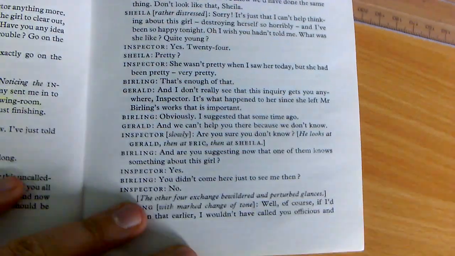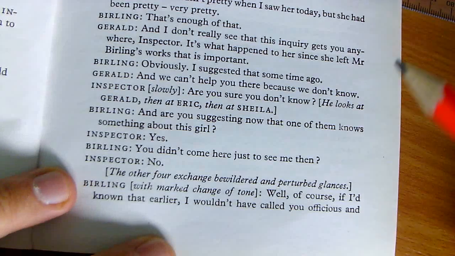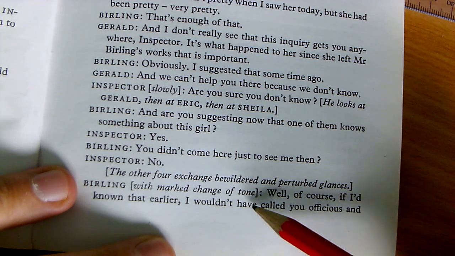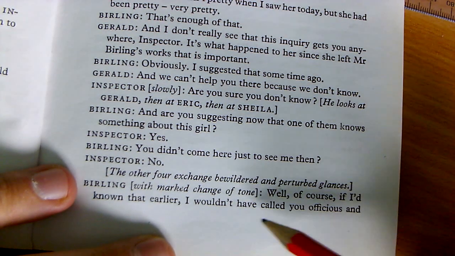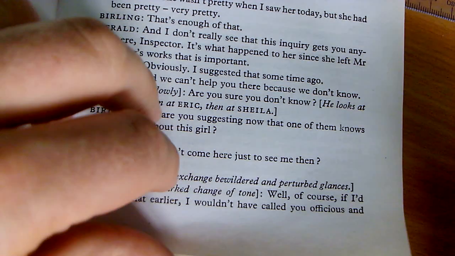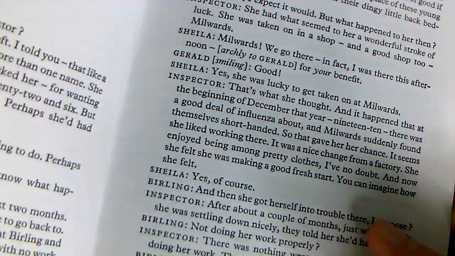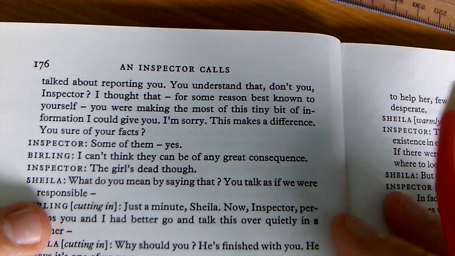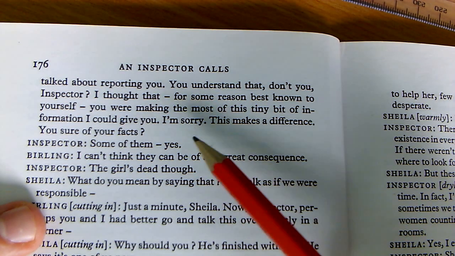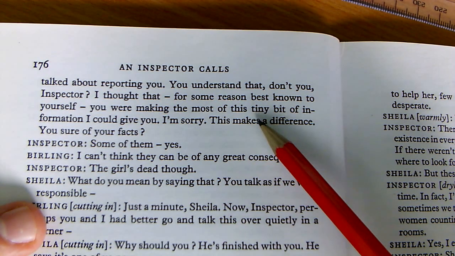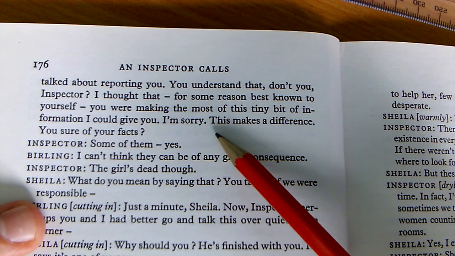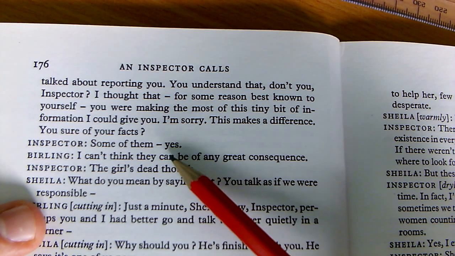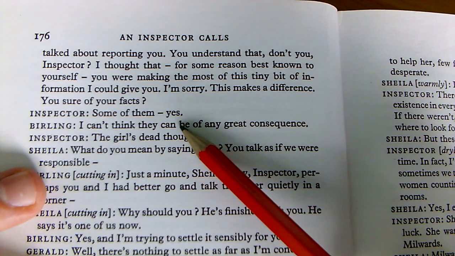I'm just going to read from here. And Birling realises that the inspector hasn't just come to see him, it's also his children. He says, "Well, of course, if I'd known that earlier, I would have called you officious and talked about reporting you. You understand that, don't you, Inspector? I thought that, for some reason best known to yourself, you were making the most of this tiny bit of information I could give you. I'm sorry. This makes a difference. You're sure of your facts?"